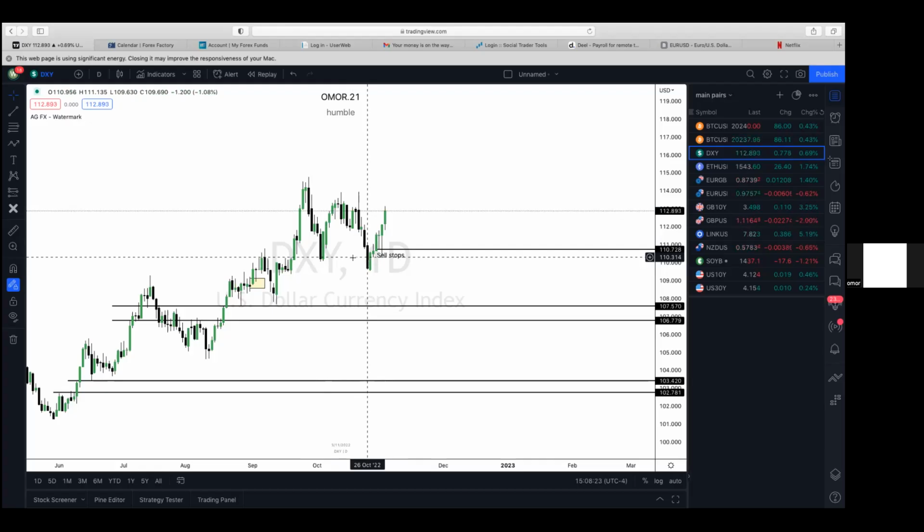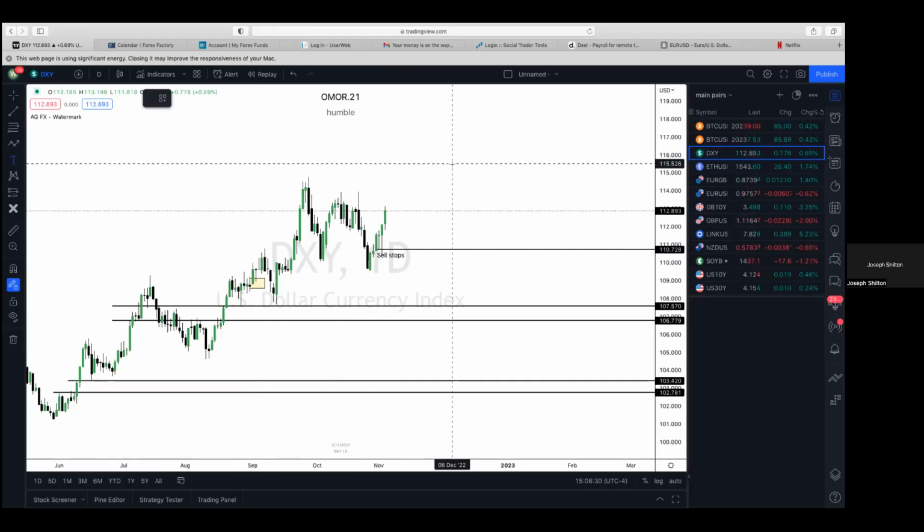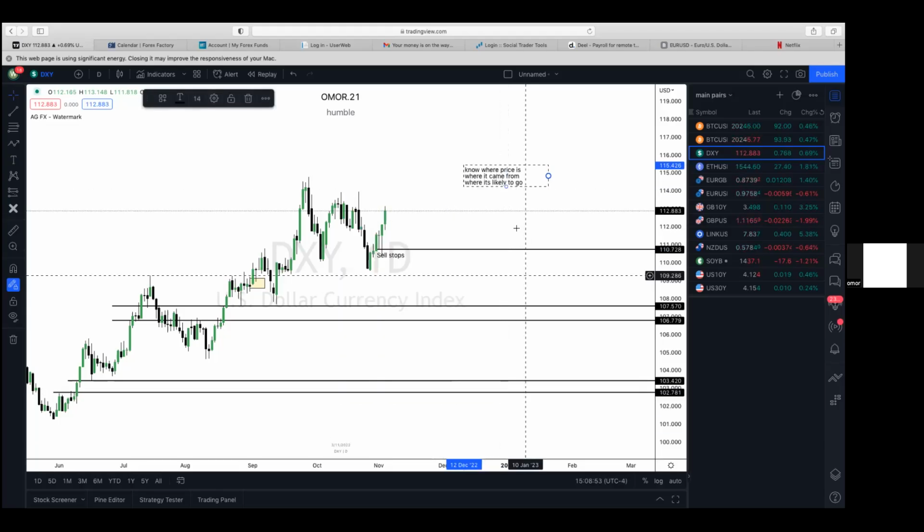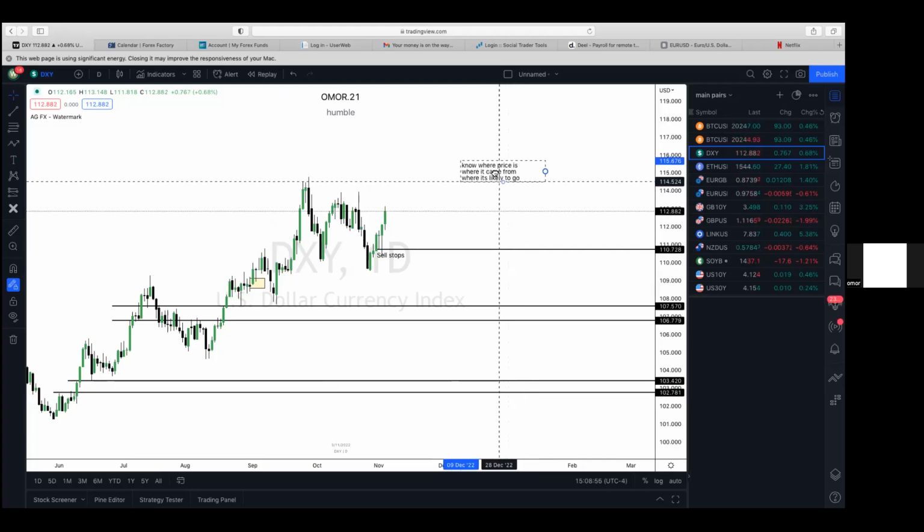Make a note of this. Let's write it down together. Know where price is, where it came from, where it's likely to go. If you just use this 3-step thing, you will have a lot more success in your trading.